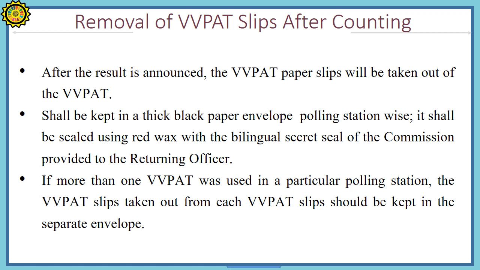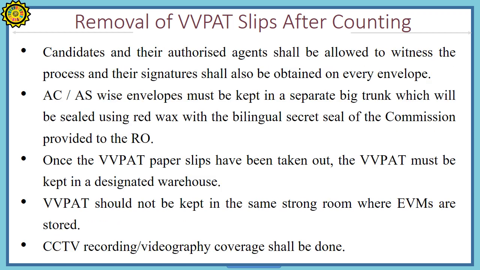Removal of VVPAT slips after counting. After the result is announced, the VVPAT paper slips will be taken out of the VVPAT and shall be kept in a thick black color envelope, polling station wise. It shall be sealed using red wax with the bilingual secret seal of the Commission provided to the Returning Officer. If more than one VVPAT was used in a particular polling station, the slips taken out from each VVPAT shall be kept in a separate envelope.